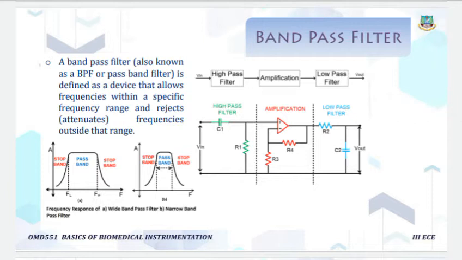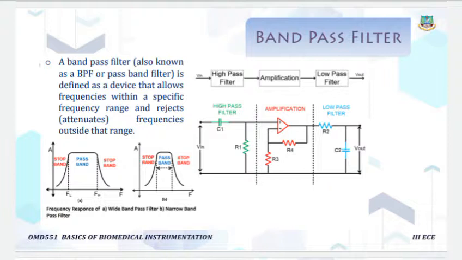This figure shows the band pass filter. This band pass filter is also known as pass band filter. It is a device that allows a frequency within a specific frequency range and attenuates the frequencies outside that range. This figure is the band pass filter.